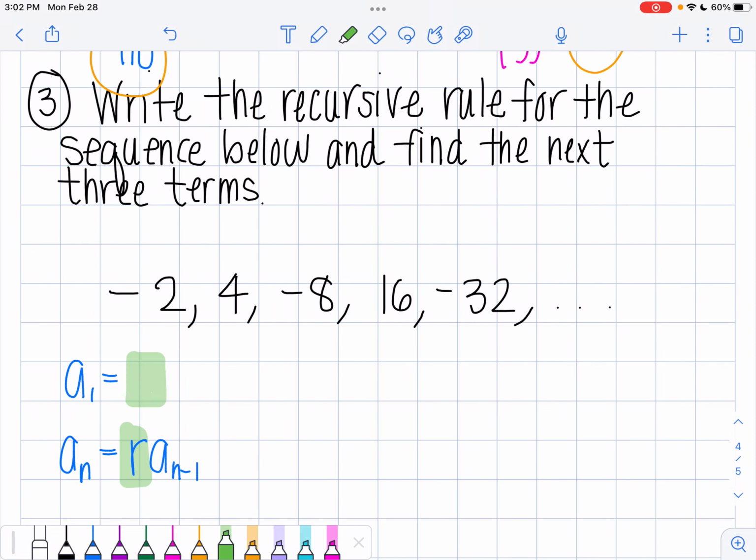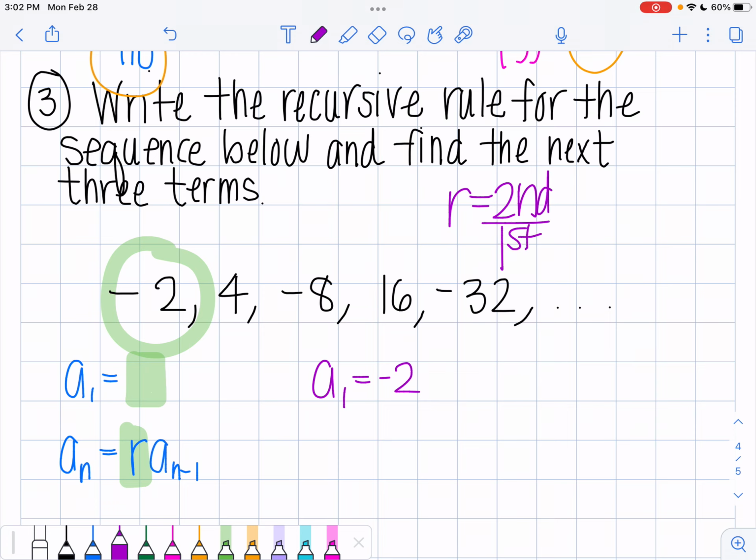Okay, the first term is easy because that's the number that comes first. So we can say that a sub 1 is equal to negative 2. Okay, and we need to find our R value. So remember, to find our R value, we take our second term and we divide it by our first term. Okay, so 4 divided by negative 2 is negative 2.